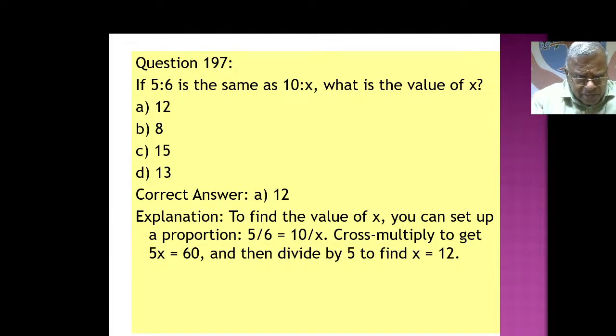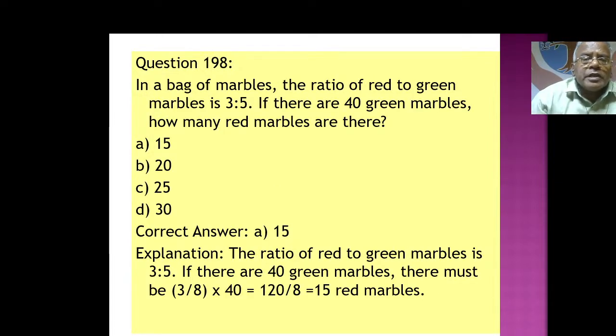5:6 is the same as 10:12. Quite natural, no? We can very easily find out. In a bag of marbles, the ratio of red to green marbles is 3:5.